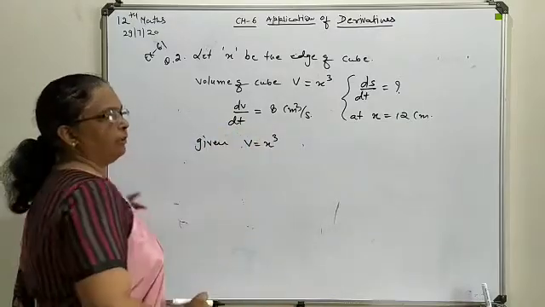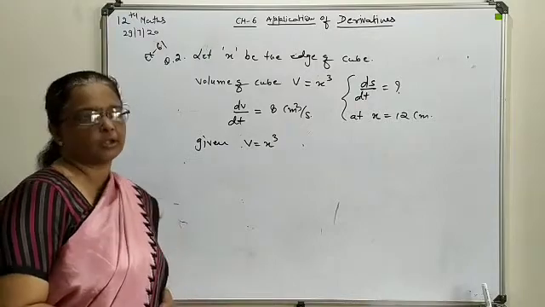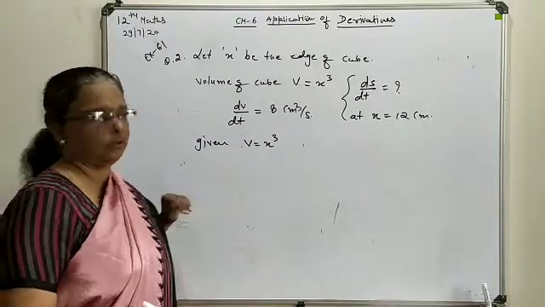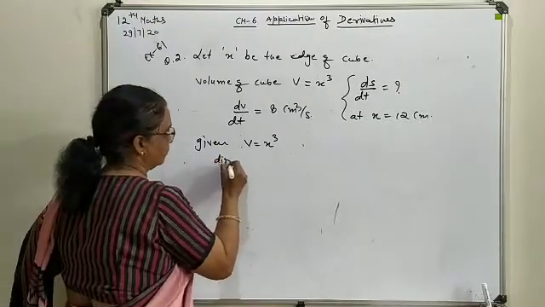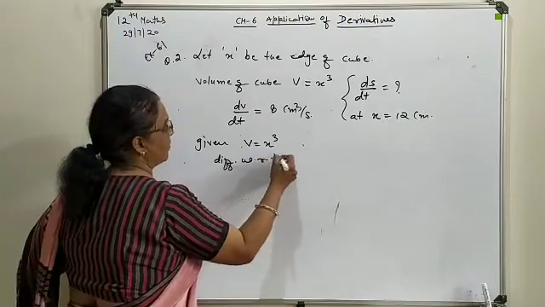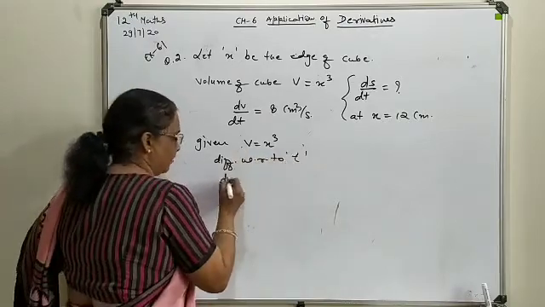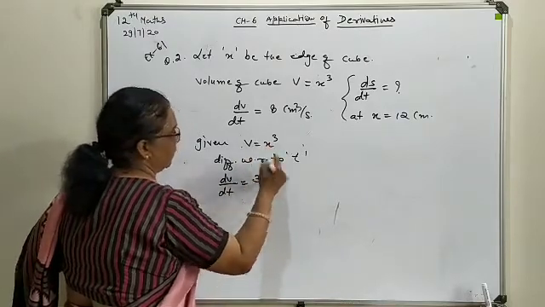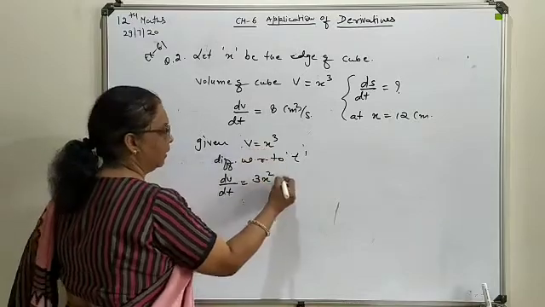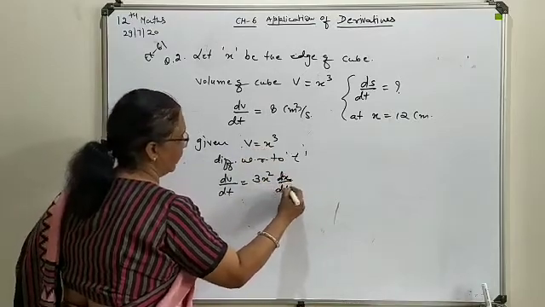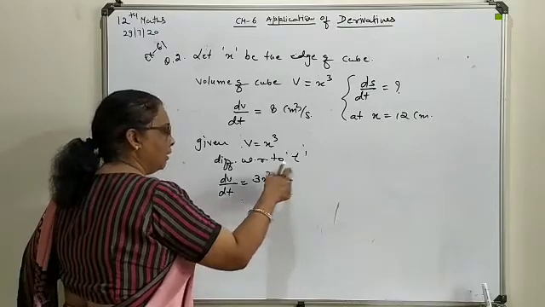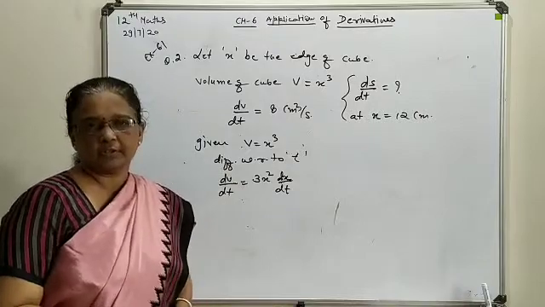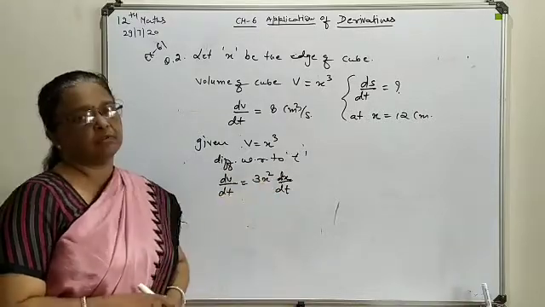As dV by dt is available, on both sides you will differentiate with respect to time. So from here dx by dt will come out. Differentiating with respect to time, this is dV by dt, already available. On differentiating, it will be 3x square, and x being a variable, it will be dx by dt. Why do we do so? To separate this dx by dt term, because when you go for evaluation of the surface area, this dx by dt will be required.